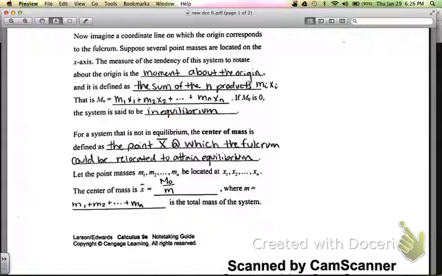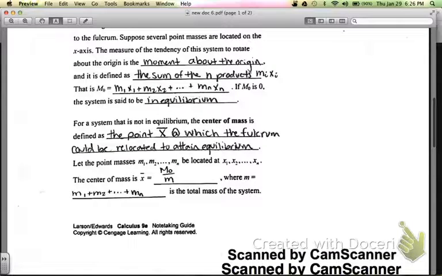So if you moved the center of mass, that would be the new equilibrium point, and it's notated by this x bar. It says, let the point masses m1, m2, all the way up to mn be located at these different locations. The center of mass is x bar equals m naught divided by m, where m is the summation of all the masses, so however much all the masses weigh together. And that's the total mass of the system.